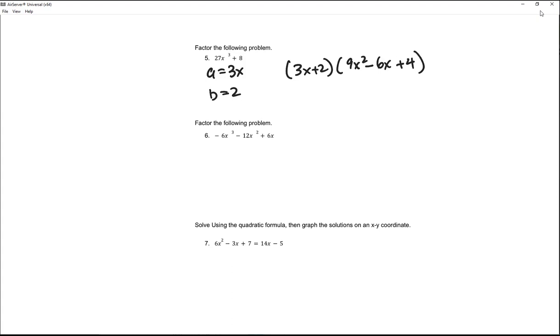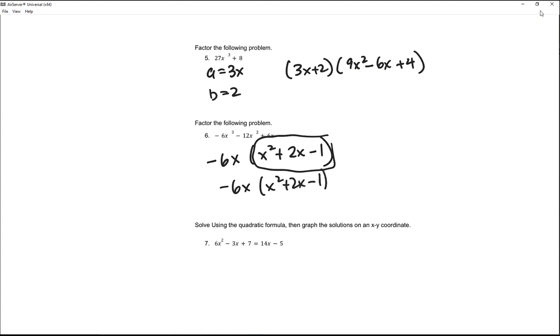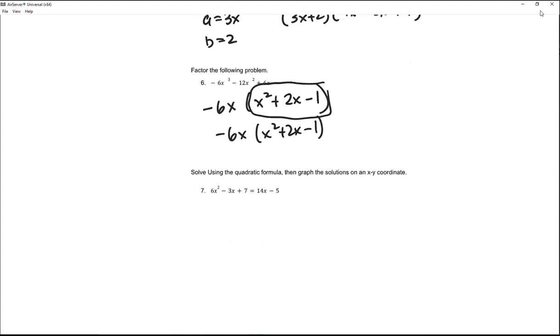Number 6 is you factor out the negative 6x, and you're left with x squared plus 2x minus 1. I don't think this is factorable here, so you could just leave it like this. Okay, so sometimes you just have to know when to stop.